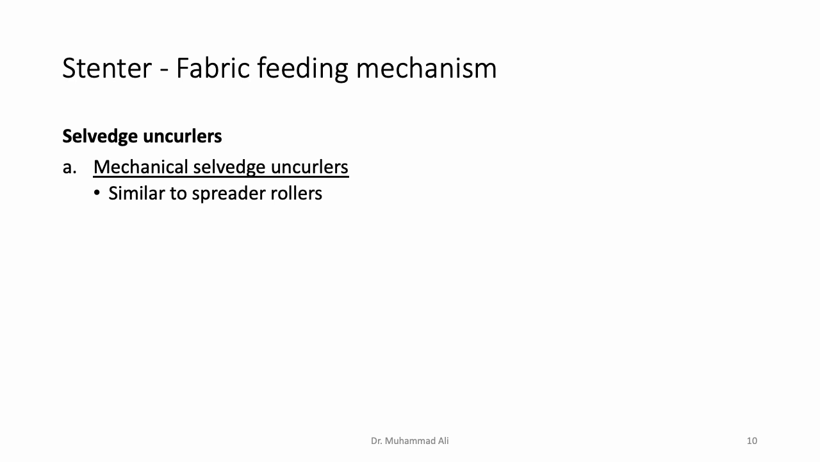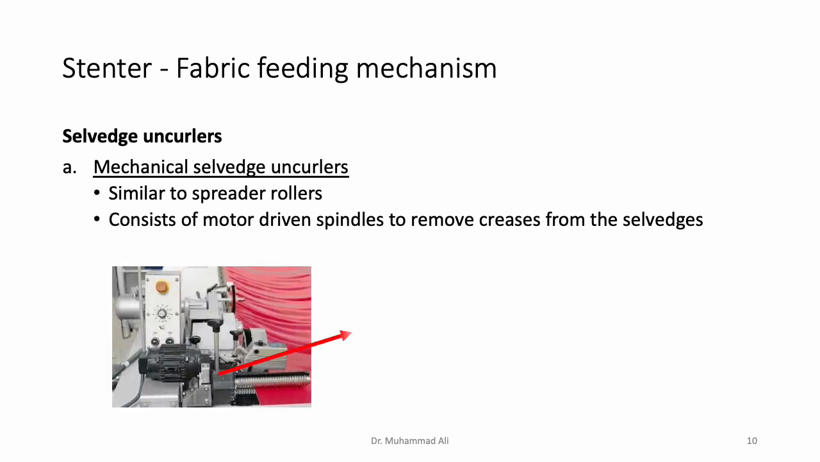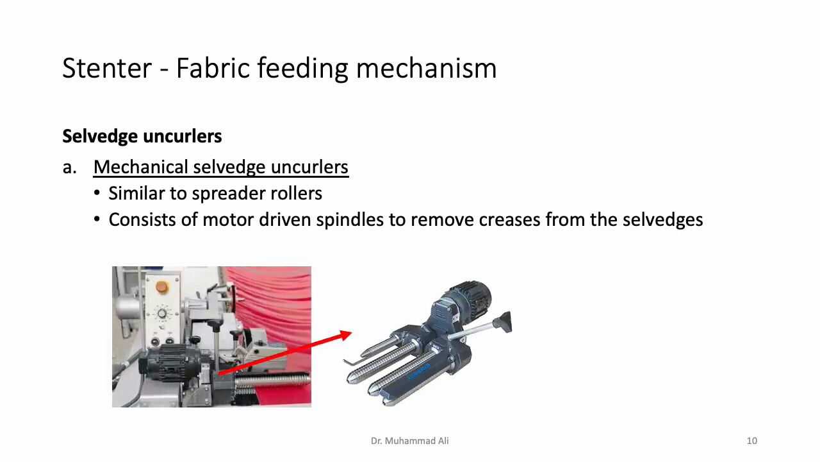In case of a mechanical selvage uncurler, the structure is very similar. So a mechanical selvage uncurler consists of these motor driven spindles. These spindles have the screw type threading on their surface to remove creases from the selvages. So this assembly over here, as you can see, it's mounted on the gliding arm. This whole set of parts, that's the selvage uncurler, and here is a much clearer view of how it looks like.